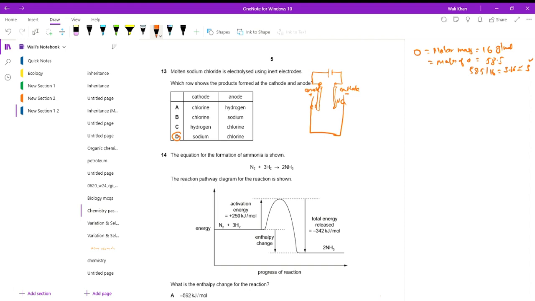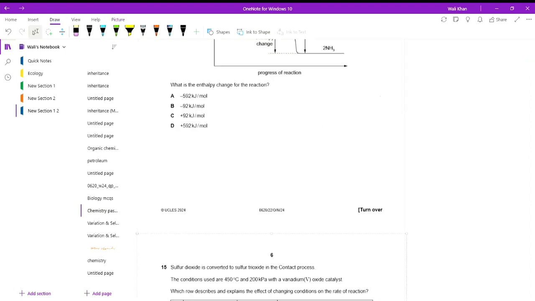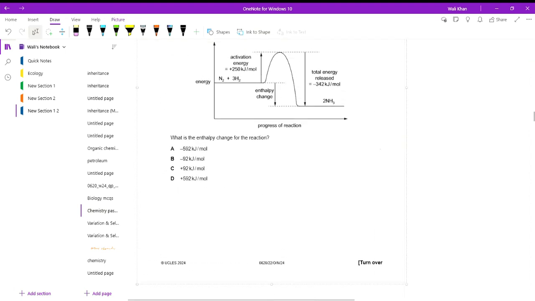The equation for the formation of ammonia is shown: nitrogen plus hydrogen to ammonia. The reaction pathway diagram for the reaction shows the activation energy, which is plus 250 kilojoule per mole. The enthalpy change is a downward arrow, and the total energy released is minus 342 kilojoule, and ammonia is formed. Now, what is the enthalpy change for the reaction?